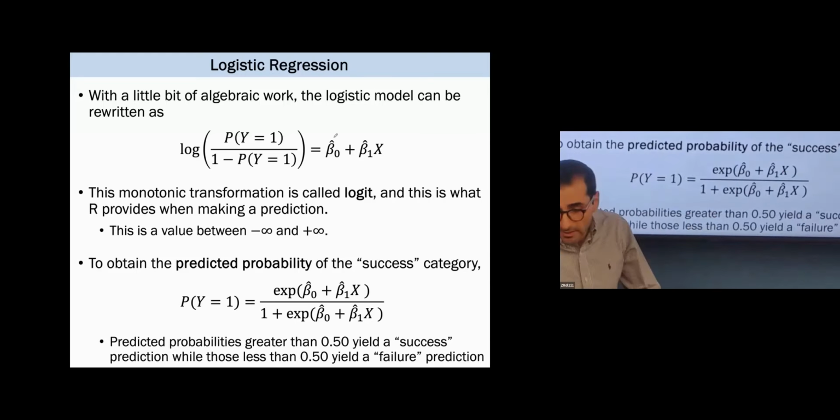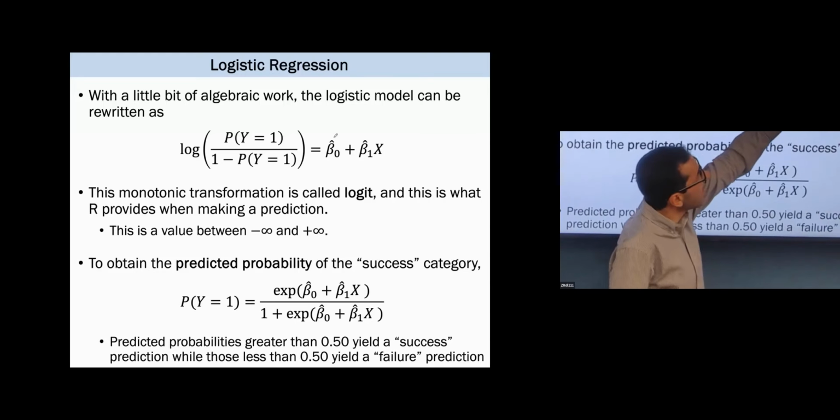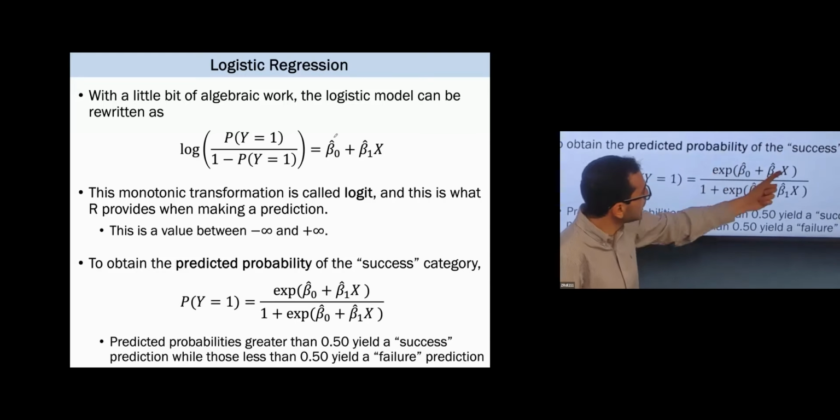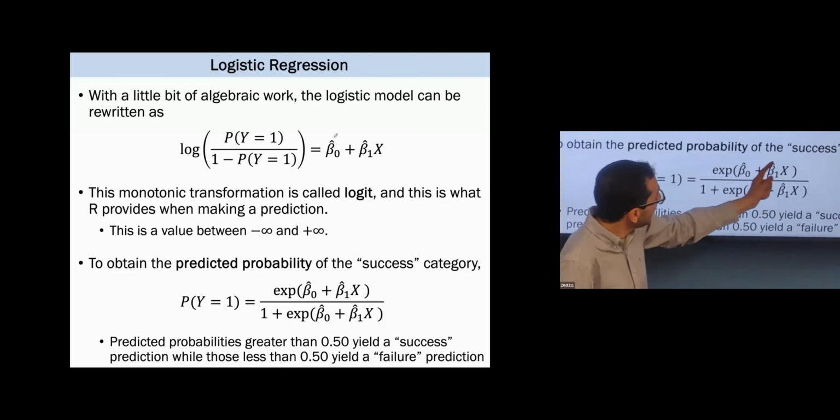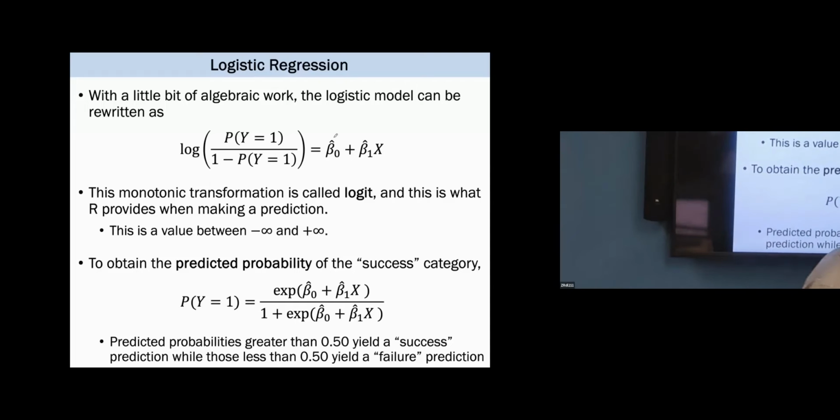And then, to find the predicted probability of success, we're going to plug the values into our formula. So this is what we're going to get from R, and we're going to plug it into our formula. That's the logistic regression formula, the logistic regression model. We're going to plug in the values, and this will give you the probability. Now, this will be a number between 0 and 1, right?